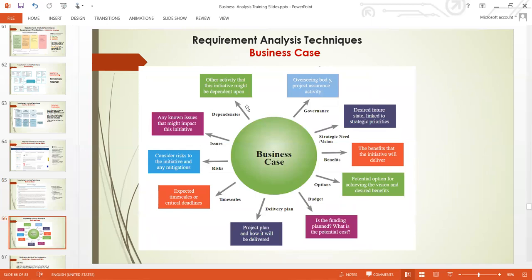This is another diagram to help you understand business case. We start from here: overseeing body, project assurance activity, governance. Desired future state, linked to strategic priority, that is the strategic need and vision. The benefit that the initiative will deliver, potential options for achieving the vision and desired benefit, that's benefits and options. Then budget is the funding plan, what is the potential cost. Project plan, how it will be delivered, the delivery plan. Expected time scale or critical deadline, that's timeline.